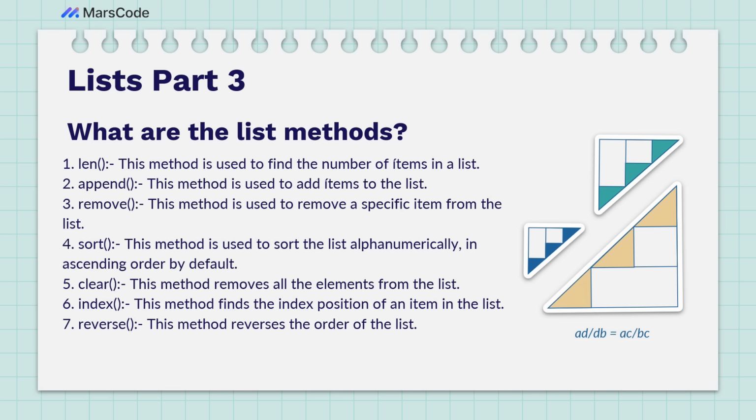The 7th one is reverse, and this method, from its name, just reverses the order of the list. So if it's going in sort of alphabetical order, it's just going to reverse it. So it just does the opposite of how you've organized your list.